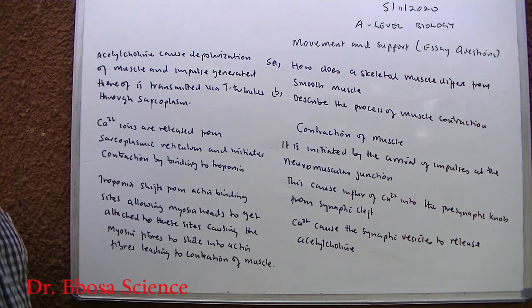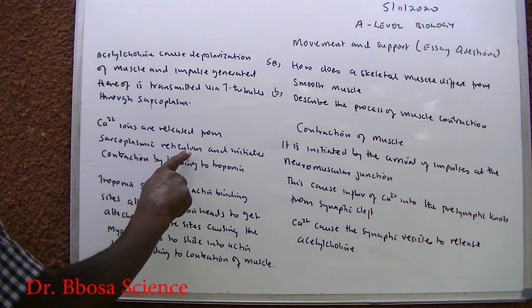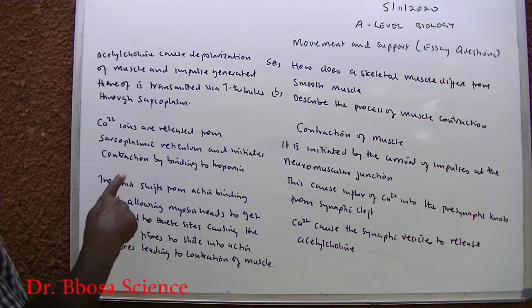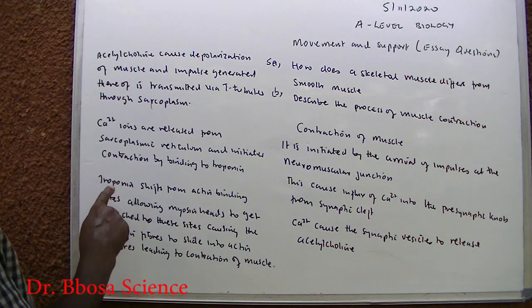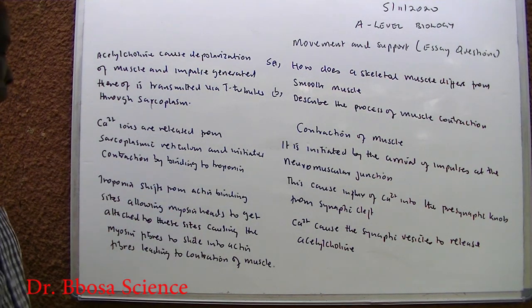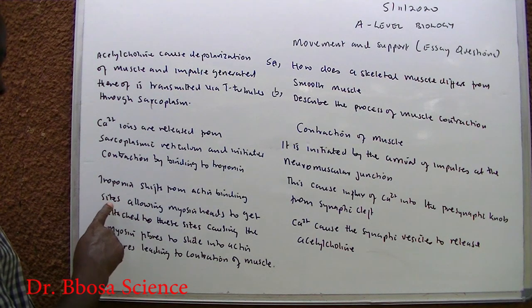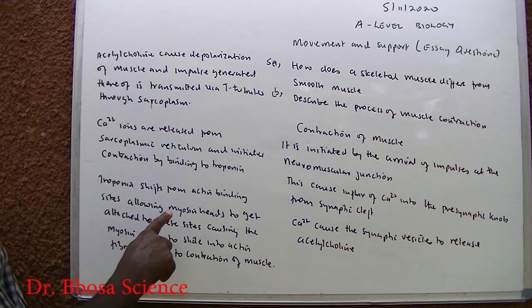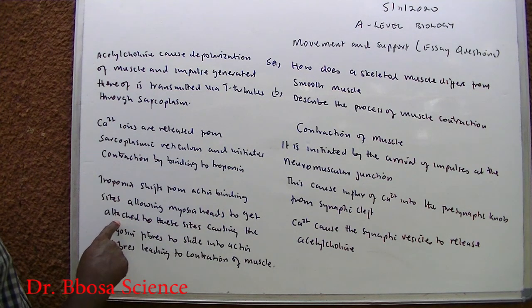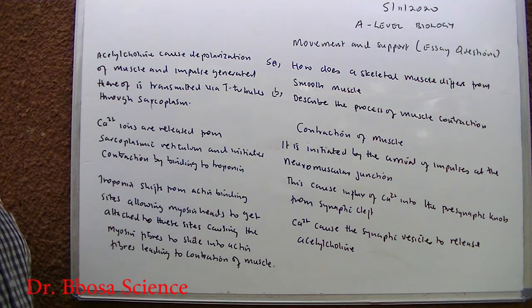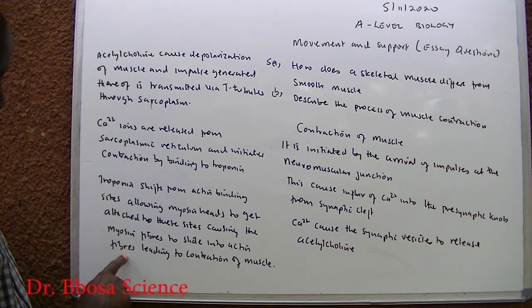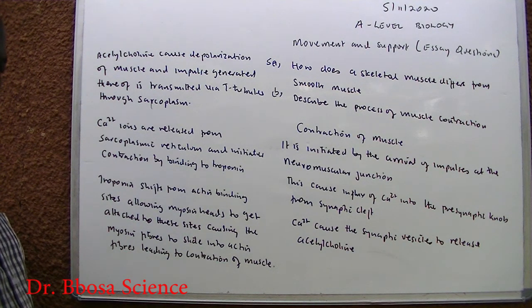Calcium ions are released from the sarcoplasmic reticulum and initiate contraction by binding to troponin. Troponin shifts from the actin binding site, allowing myosin heads to get attached to these sites, causing the myosin filaments to slide into the actin filaments, leading to contraction of muscles.